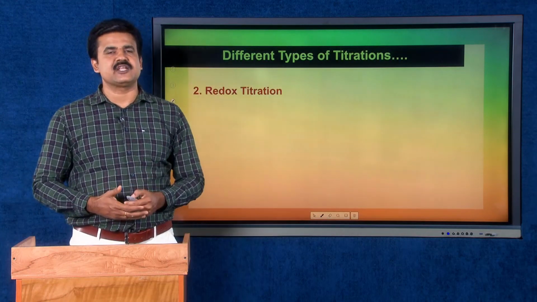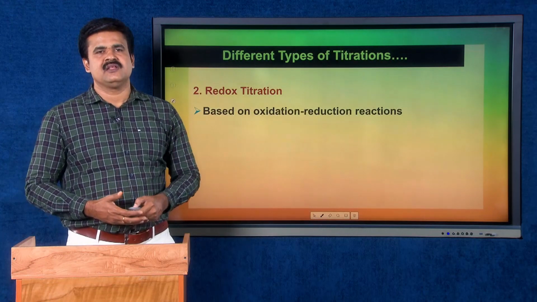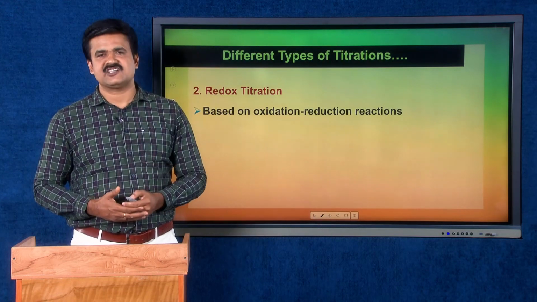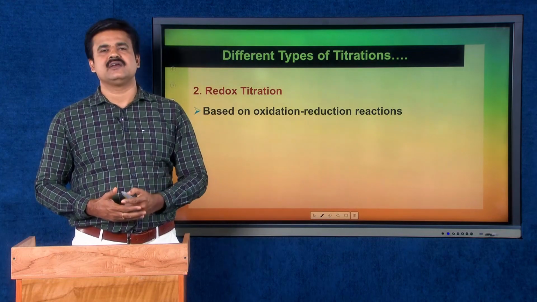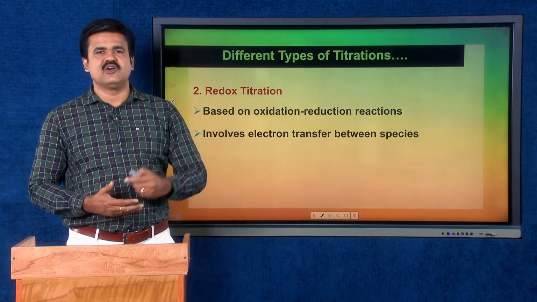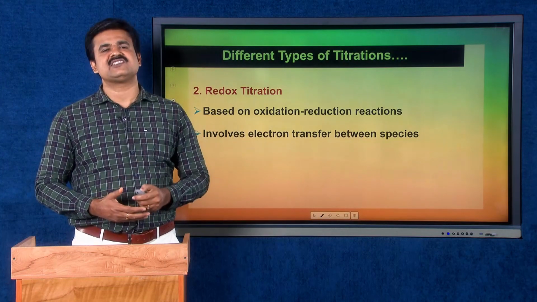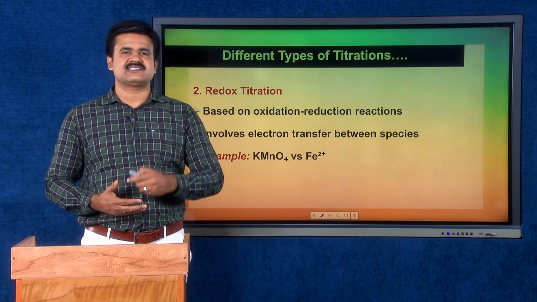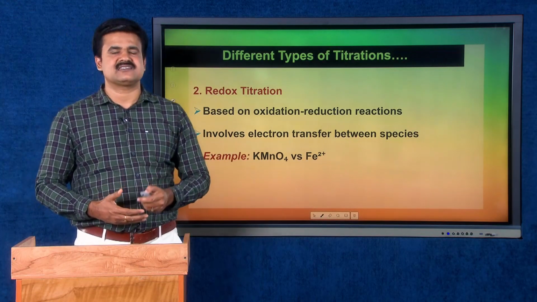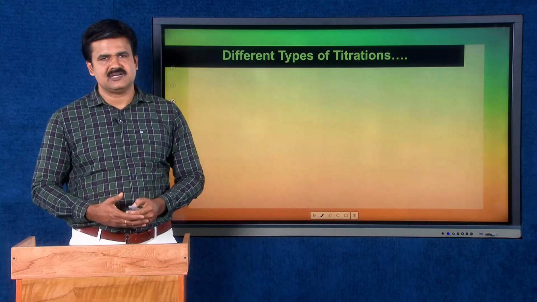The second category of titration is redox titration. The redox titration is otherwise called oxidation reduction titration, and it is based on oxidation reduction reactions. It involves electron transfer between the species involved in the reaction. A typical example is titration of potassium permanganate against ferrous ion like ferrous sulfate or Mohr's salt.